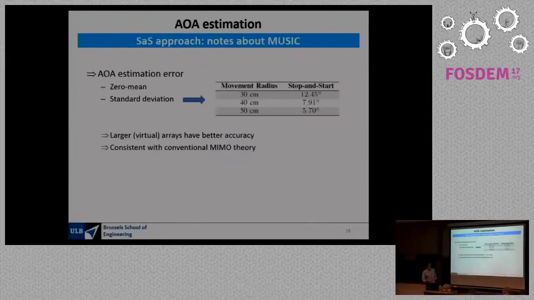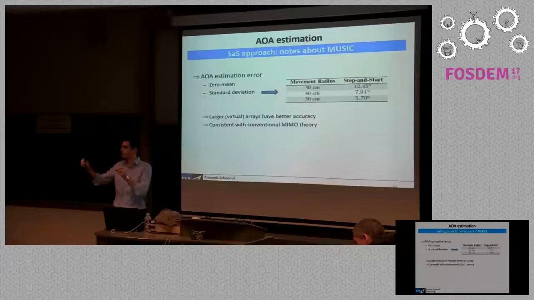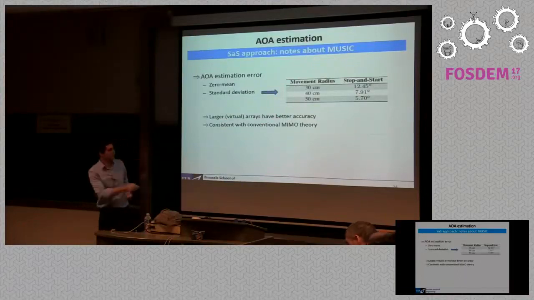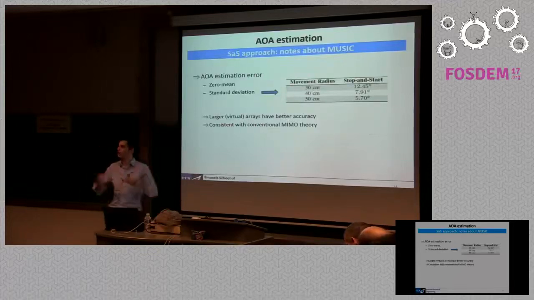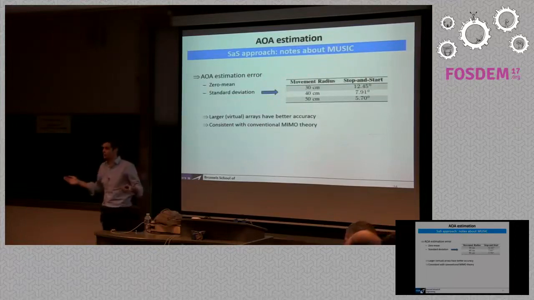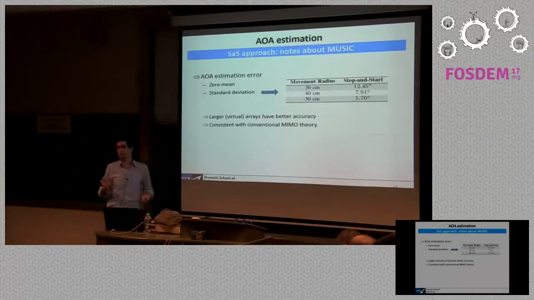And if you repeat this experiment a couple of times, you get the root mean square error, which is given here for different radiuses. So we put the IMU and the radio at different distances from the center of the turntable. And you can see that when we have a bigger movement, we have smaller error. And this is actually quite interesting, because this is in agreement with what you have in MIMO theory. If you have a larger array, as long as you're not subsampling spatially, you have better resolution, right? So we can find the same result in here. So this is for the stop and start approach.